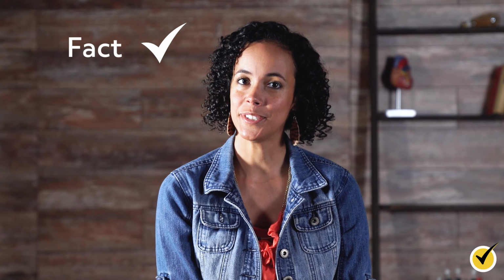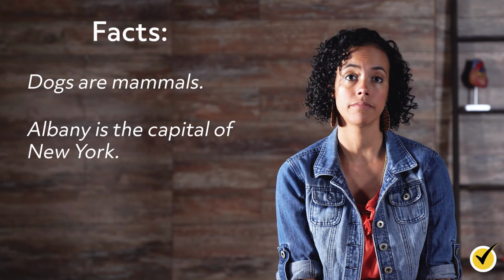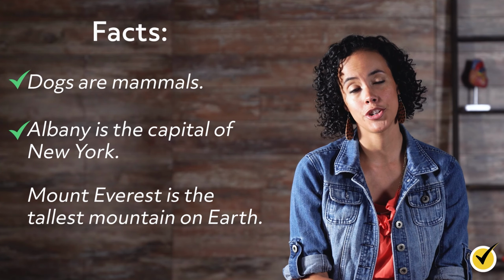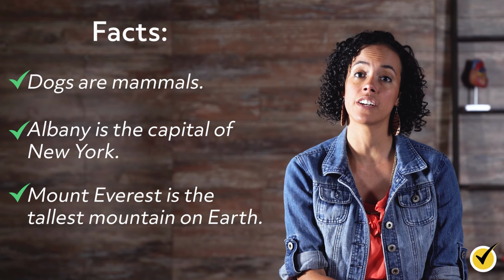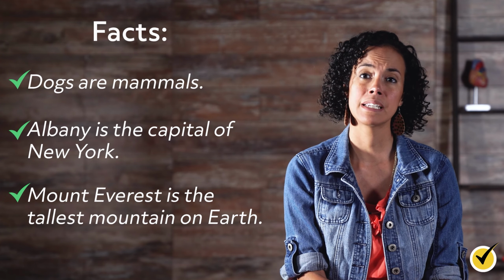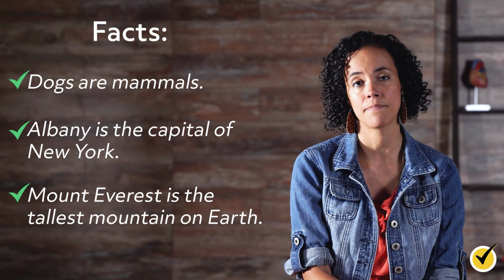In other words, facts are universal. Some examples include: dogs are mammals. Albany is the capital of New York. Mount Everest is the tallest mountain on Earth. Each of these statements is true. Furthermore, each statement is verifiable and not debatable, provided that definitions are agreed upon. Put simply, evidence exists that could potentially prove or disprove each claim.